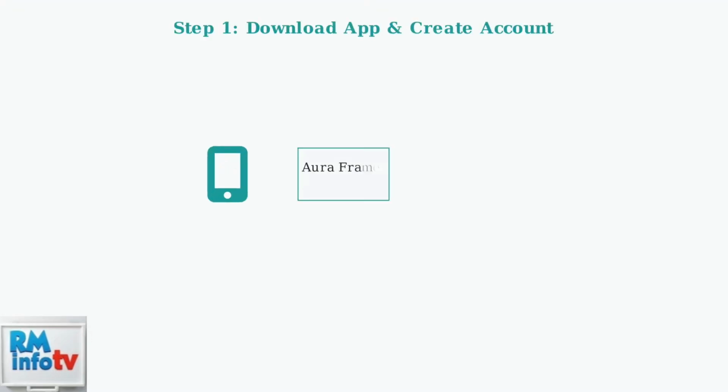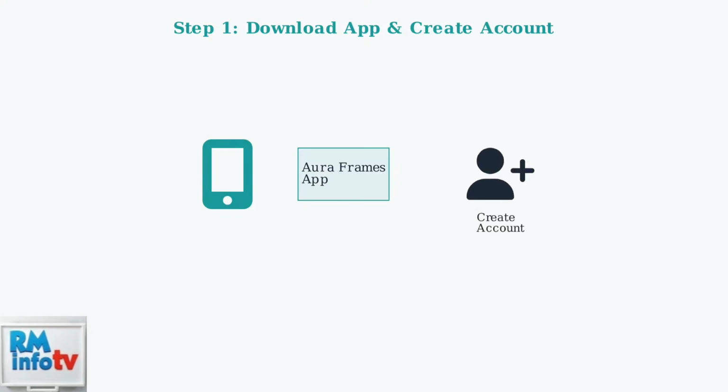Aura frames make it simple to share photos with loved ones from anywhere in the world. Here's how to send photos remotely to an Aura frame in just a few steps. First, the person receiving the frame needs to download the Aura Frames app on their smartphone or tablet and create an account. This app will be the central hub for managing the frame and sharing photos.